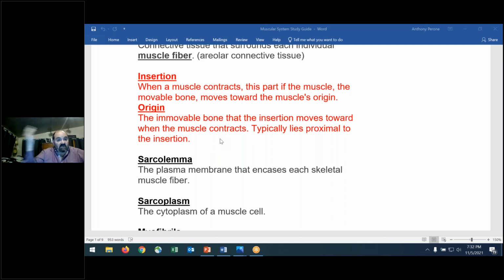Do you understand? When a muscle contracts, the movable bone moves toward the muscle's origin. Do you see that?